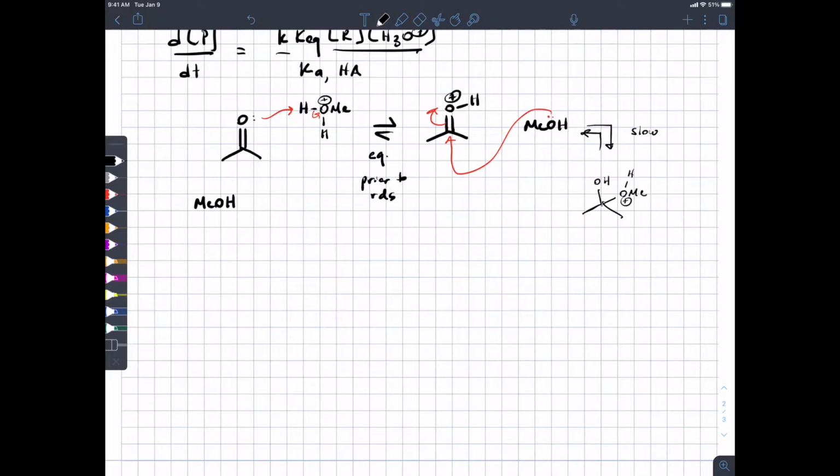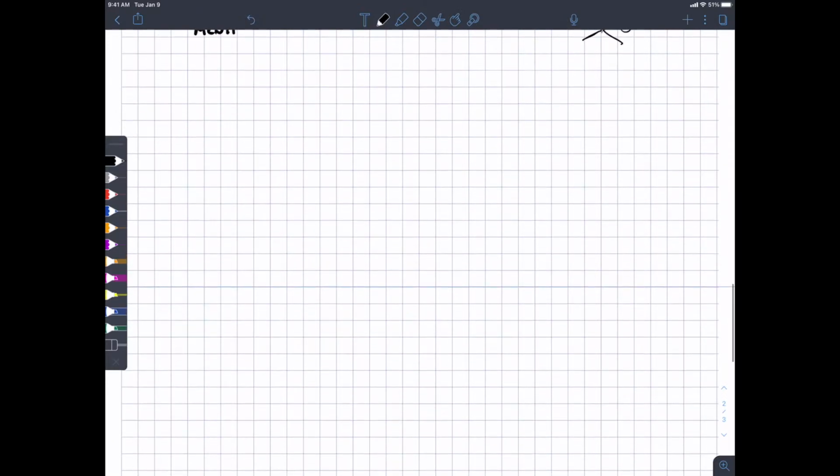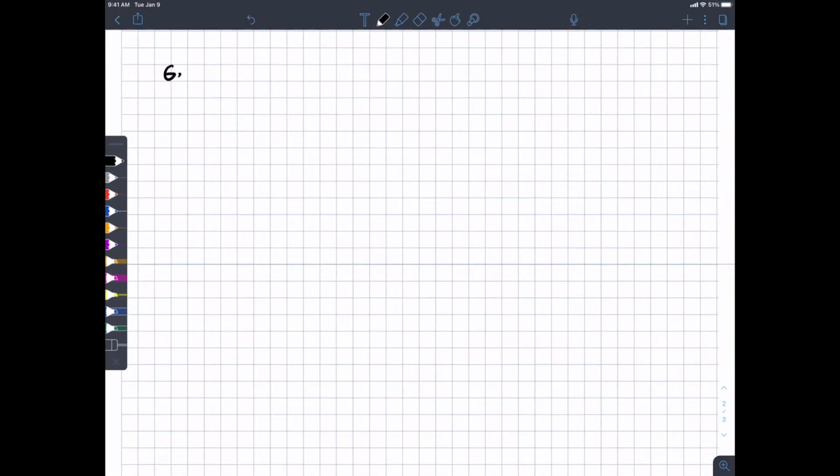General acid catalysis, ironically, involves using an acid that you add to do the protonation during the rate determining step. All right, and that'll be our key feature of general acid catalysis, is you have proton transfer during the rate determining step, RDS.